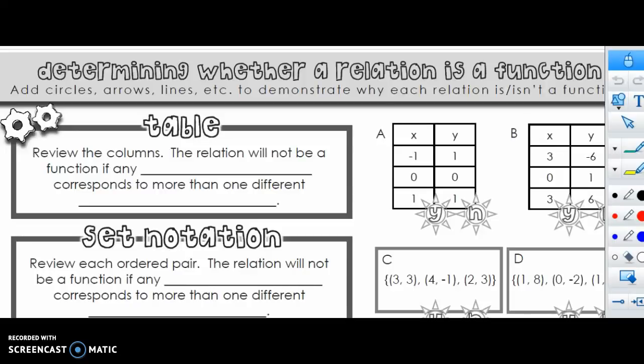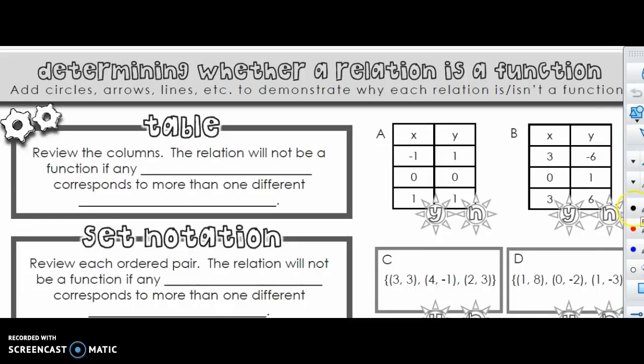Hey, today we're going to take some notes on determining whether a relation is a function. The other day, you watched a video about what a function is. Today, by the end of this video, we want you to be able to do a couple of tests to see if a relation actually is a function. So we are going to draw all over these doodle notes to see.